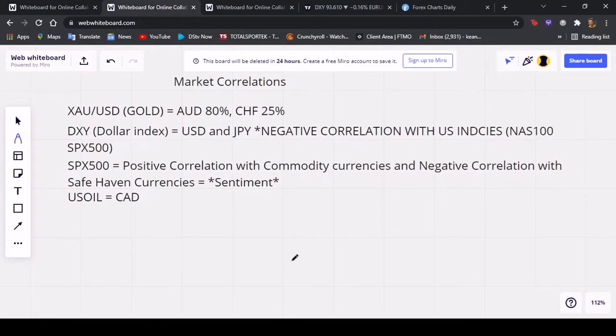This is one of my favorites to use. SPX 500 has a positive correlation with commodity currencies, so that's your risk-on currencies, right? And a negative correlation with your risk-off currencies. So that's your safe haven currencies. So when the market has a pessimistic outlook, that's CHF, USD, and JPY.